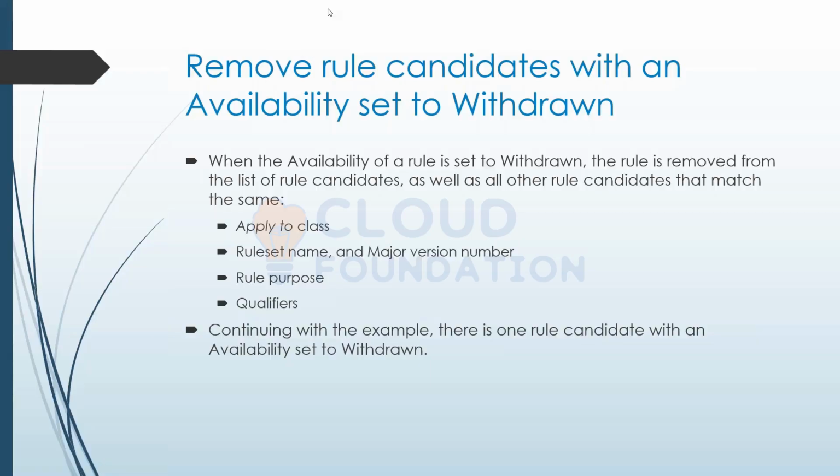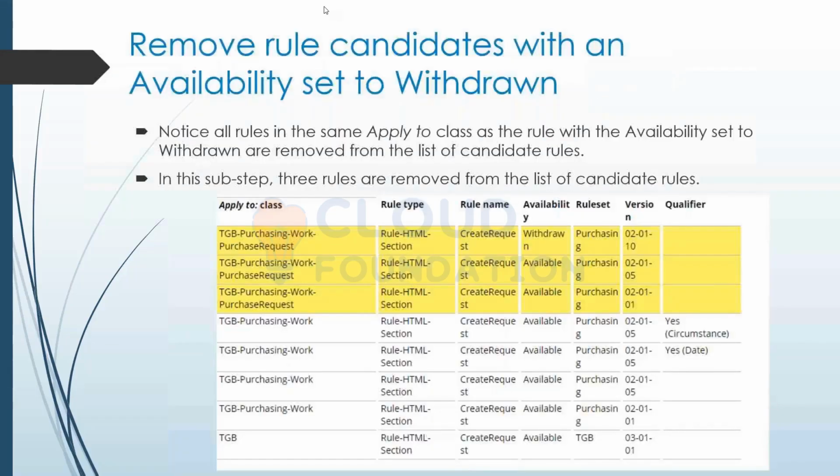But here there is a trick. Withdrawn rules are anyways discarded. As per the algorithm, they're anyways discarded. The additional factor here is any other rule candidates having the exact same properties like that withdrawn rule will also be discarded. What comes here is an interesting aspect. Withdrawn rules are anyways discarded.